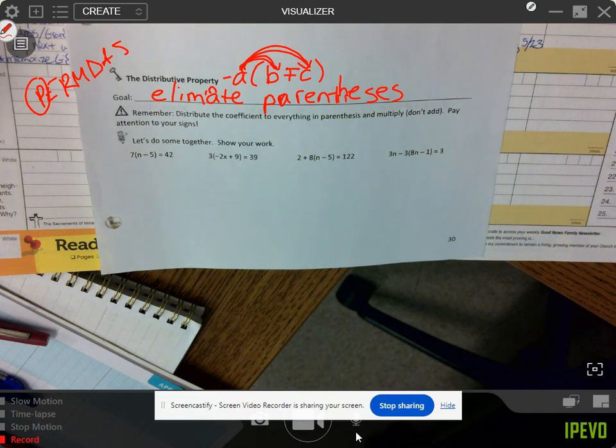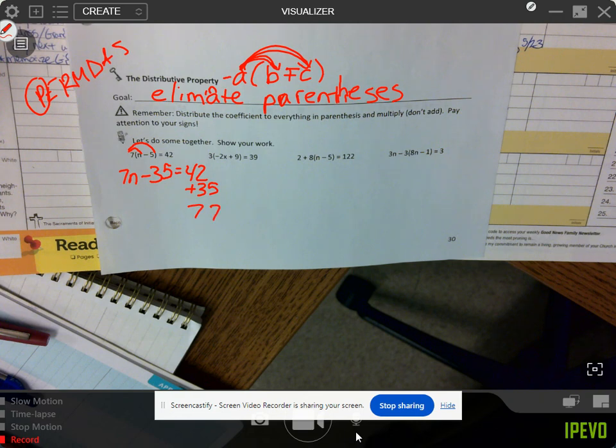7 times the quantity n minus 5 equals 42. What do I do, Madden? So you multiply 7 times n, which gets you 7n, and then you do 7 times negative 5, which gets you negative 35. So it's 7n minus 35 equals 42. Perfect. And then you do 42 plus 35 to get 77.